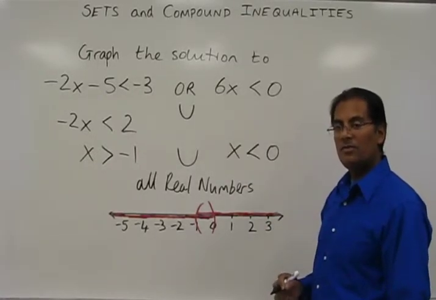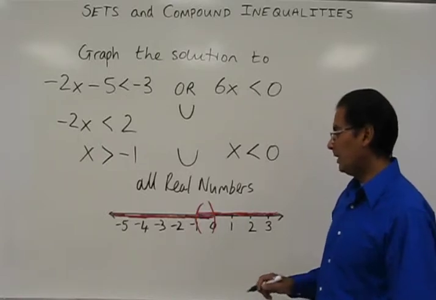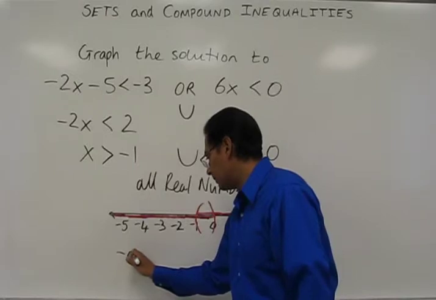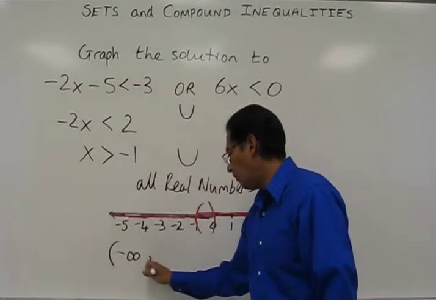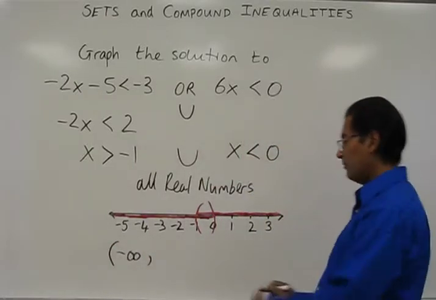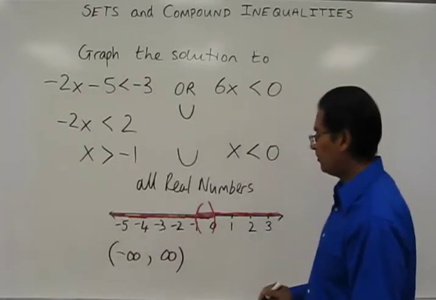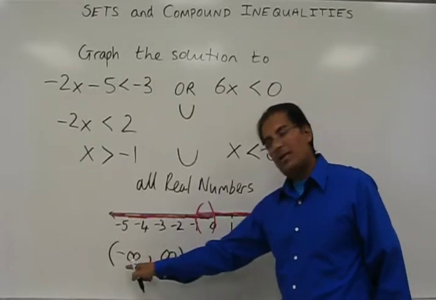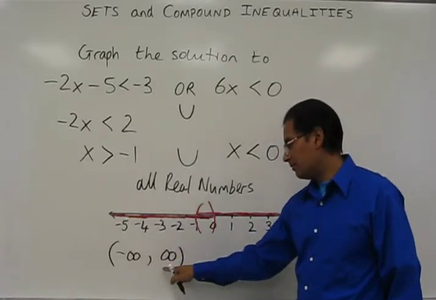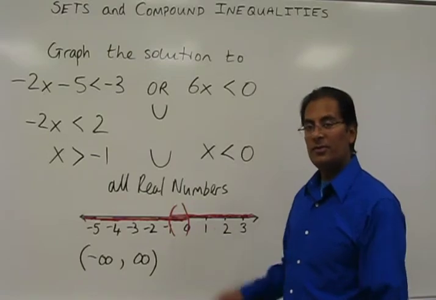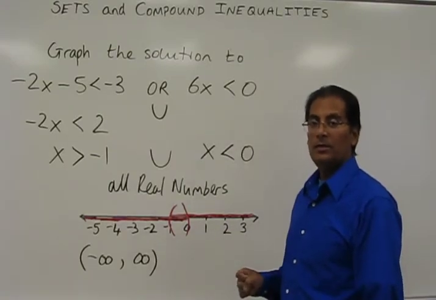How do we write this in interval notation? Well, we're looking at all the numbers from negative infinity all the way up to positive infinity. And so interval notation for all real numbers is parentheses, negative infinity, comma, infinity, close parentheses. And so this is the solution to this compound inequality.